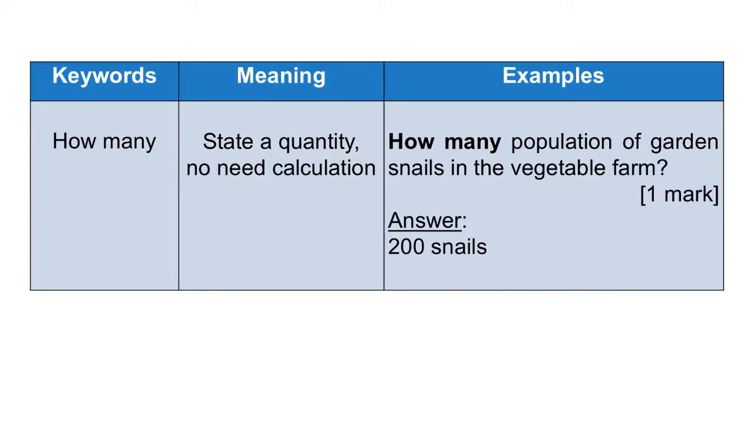Next example, the keywords how many. How many population of garden snails in the vegetable farm? 1 mark. Which means that when you state the answer, you need to state a quantity. No need to show the calculation. So 1 mark is given for the answer, 200 snails.